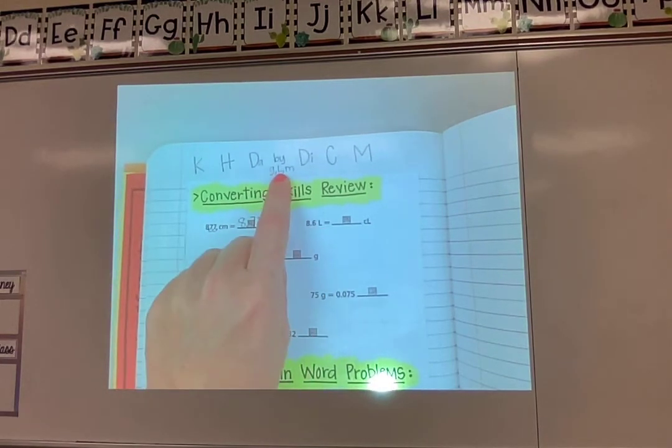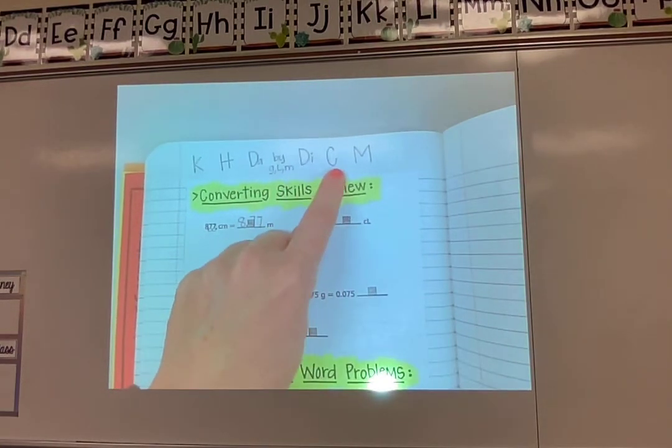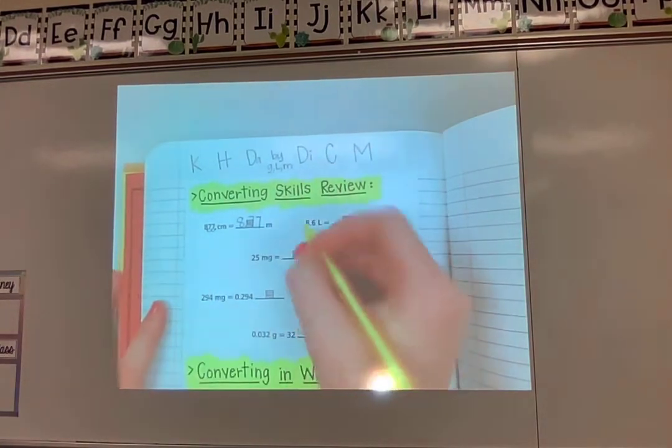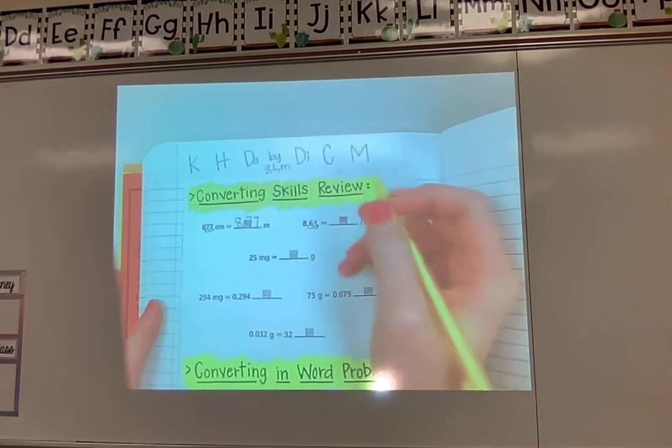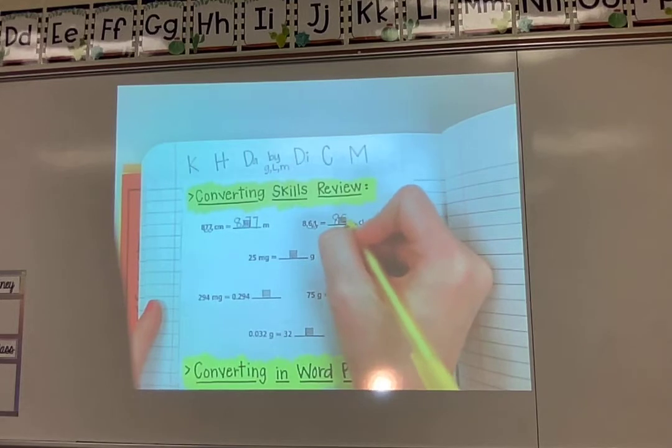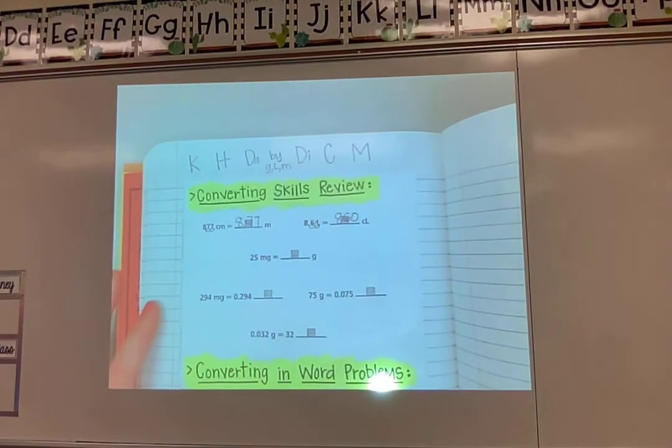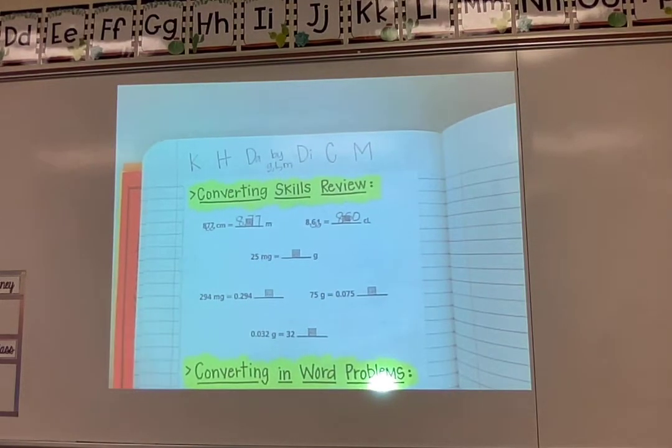Let's try another one. 8.6 already has a decimal. Liters, so that's a base measurement, to centiliters. So 1, 2, and I went in this direction. So same thing with my decimal, 1, 2 in that direction. Fill in my loops, 860. I do not need the decimal because remember it's at the back. It would mean the same thing.